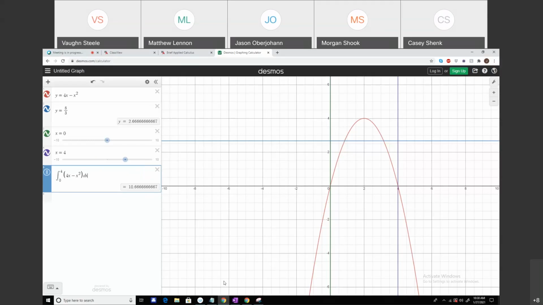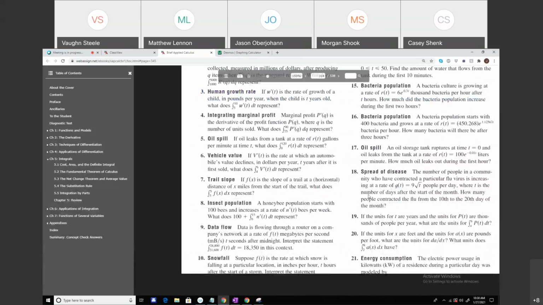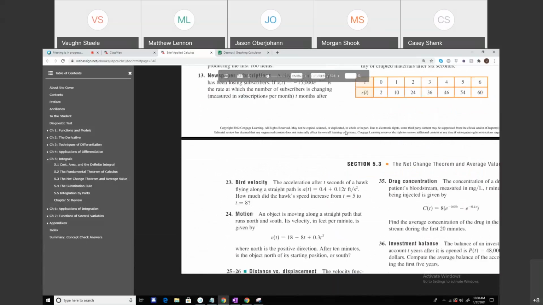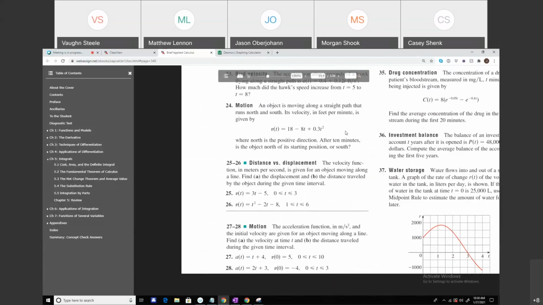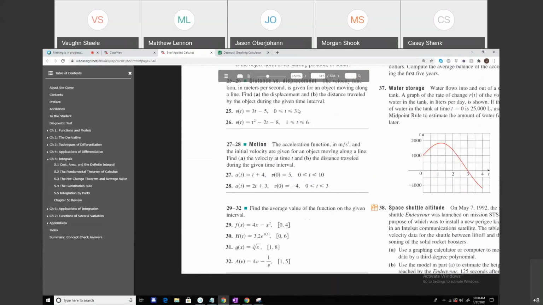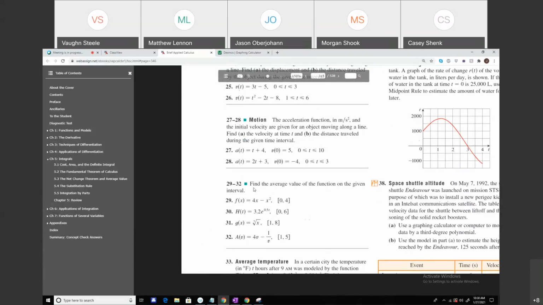Okay, so the next one we want to look at is, how about number 30? So let's go ahead and look at the exercises 30 here. Okay, so we're finding the average value of the function on the interval. So let's go ahead and do 30 and also do 32. So, yeah, h of t and a of v. Okay. So I think we can remember that.